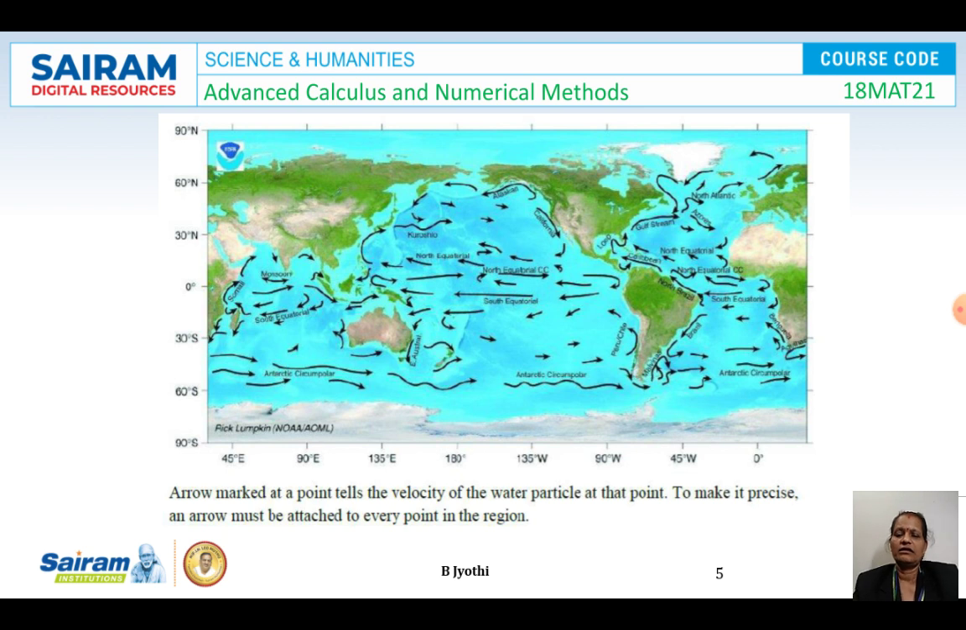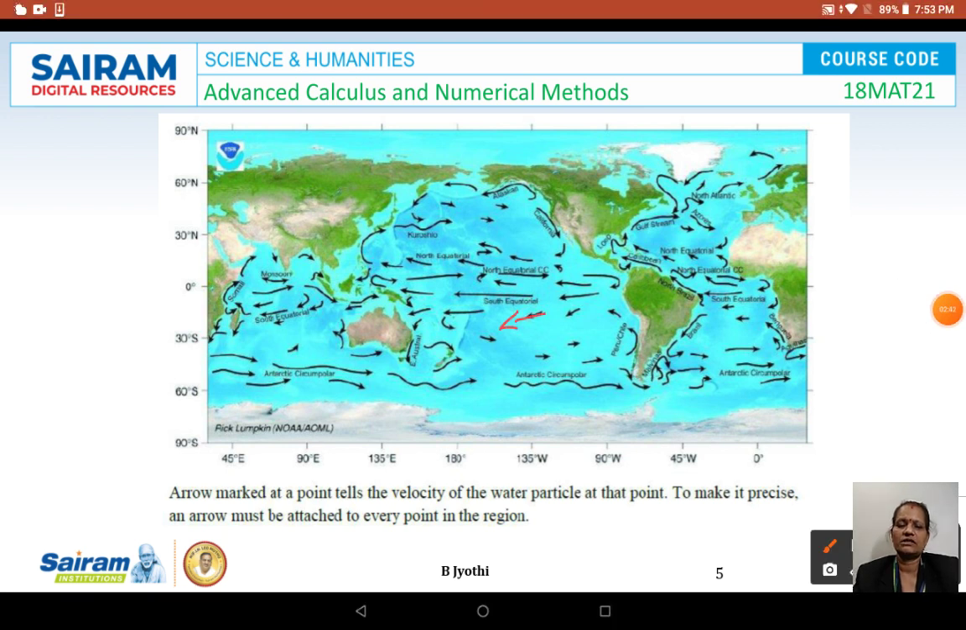Next is the ocean current. The arrow marked at a point tells the velocity of the water particle at the point. You can see the arrows in various directions. To make it precise, an arrow must be attached to every point in the region, but it would be very clumsy and not visible. So only a few points are represented. Therefore, the arrows show in which direction the current is flowing.